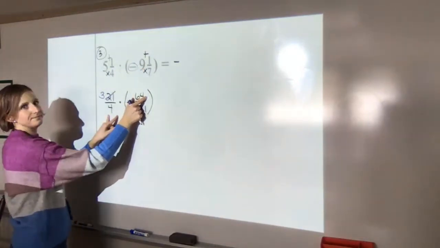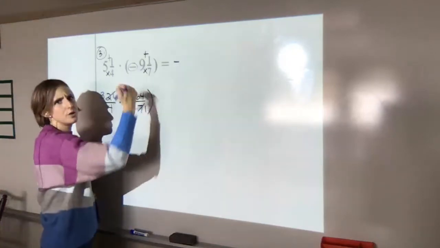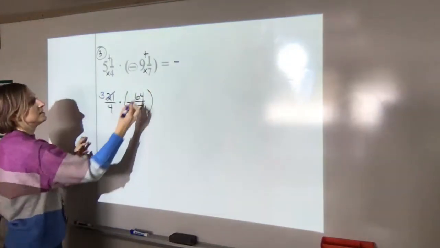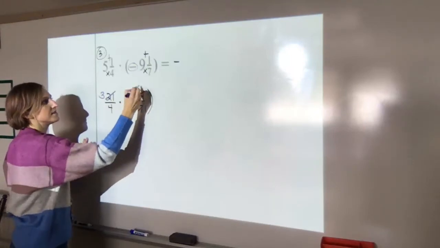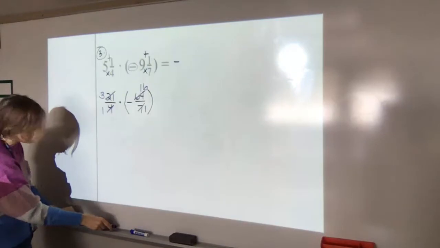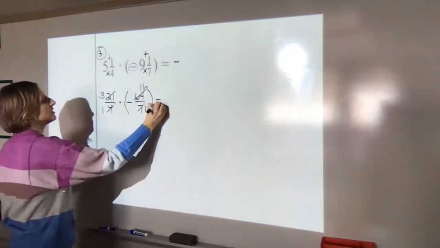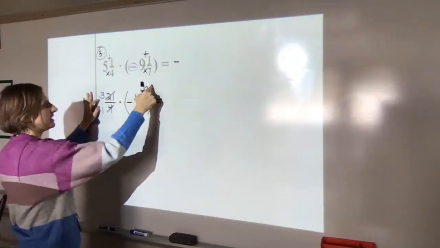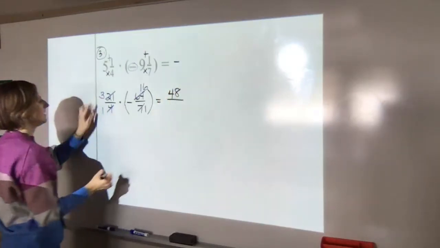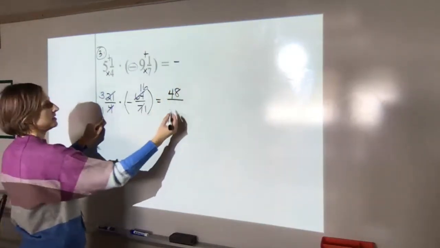64 and 4. Well, they're both even, so I know 2 goes into them. But there's a bigger factor that they share. They share 4. 64 divided by 4 is 16. 4 divided by 4 is 1. Now I'm ready to multiply. So we have 3 times 16. That's going to give me 48. And 1 times 1 is 1.